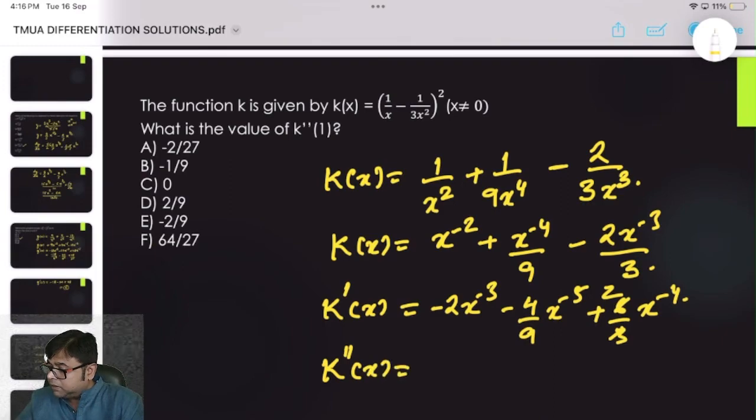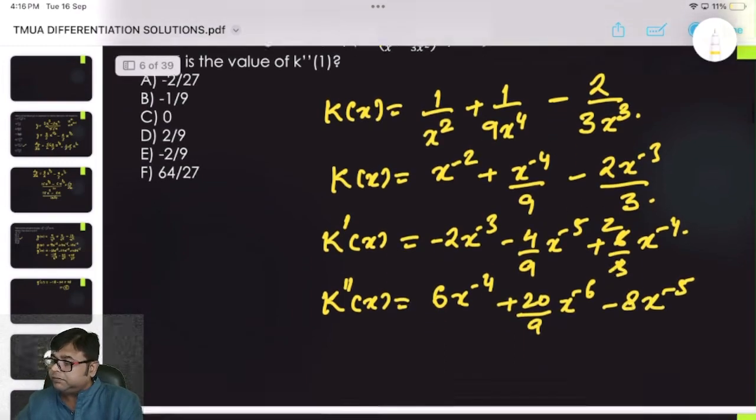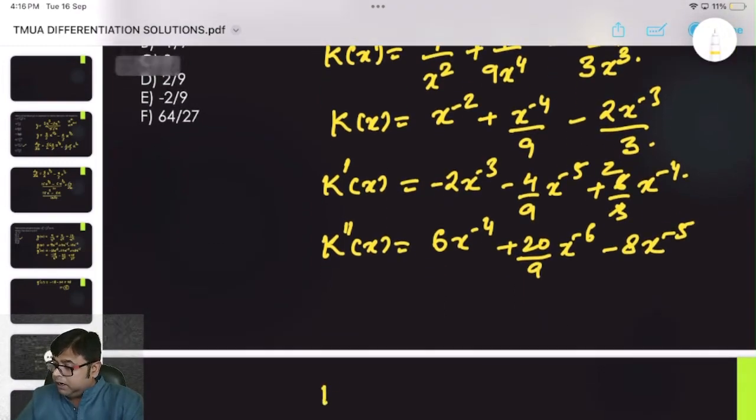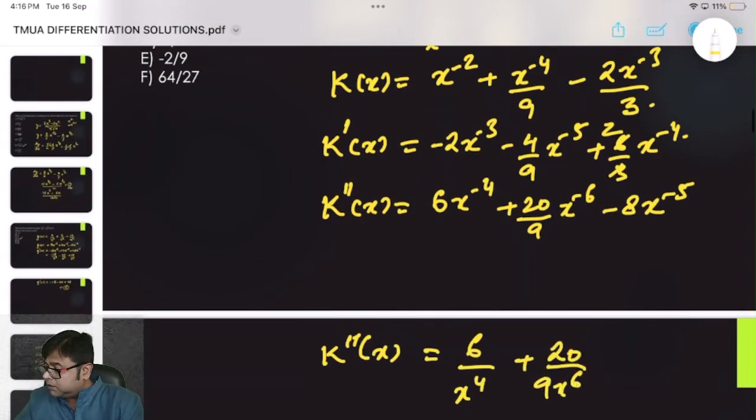Similarly, it will give me 6x to the power minus 4 plus 20 by 9x to the power minus 6 and minus 8x to the power minus 5, which will be 6 upon x to the power 4 plus 20 upon 9x to the power 6 minus 8 upon x to the power 5.